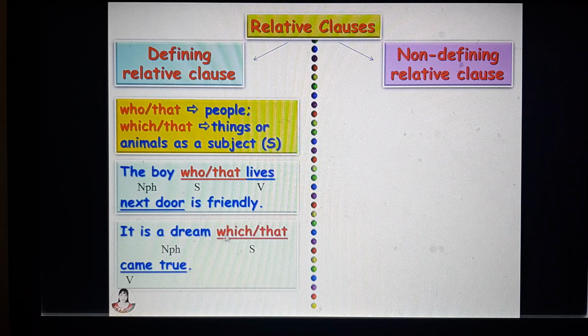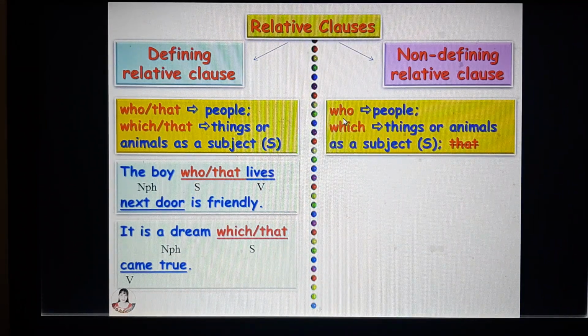It is a dream which came true. It is a dream that came true. A dream is a noun, which, that is the subject, came is the verb. Which, that came true is a defining relative clause.